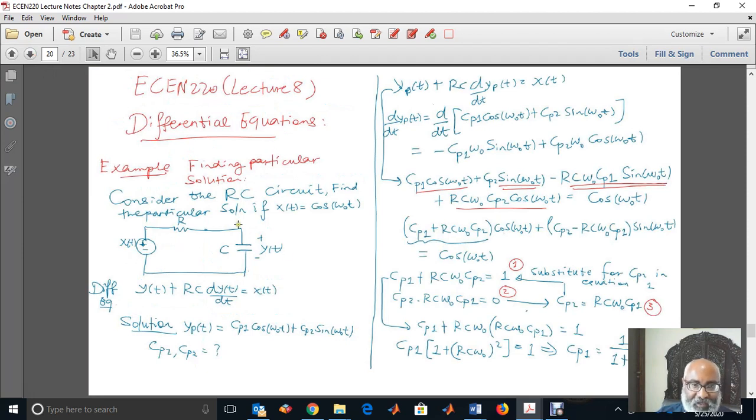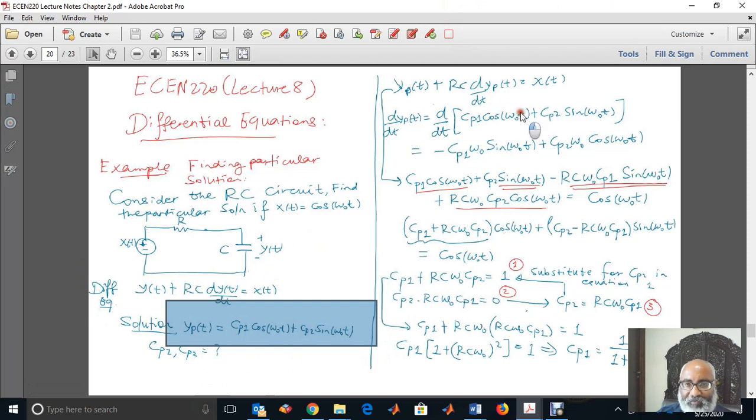Now let's have this same circuit, and let's say the input is cosine omega naught t. General now, and let's find the particular solution. So the particular is Cp1 cos omega naught t plus Cp2 sine omega naught t. We need to find Cp1 and Cp2. How? By substituting the particular solution in the differential equation.